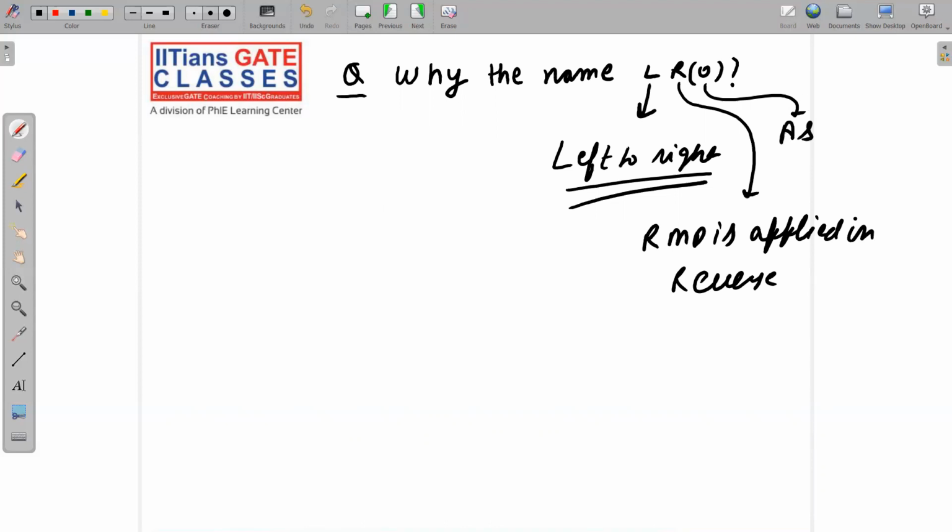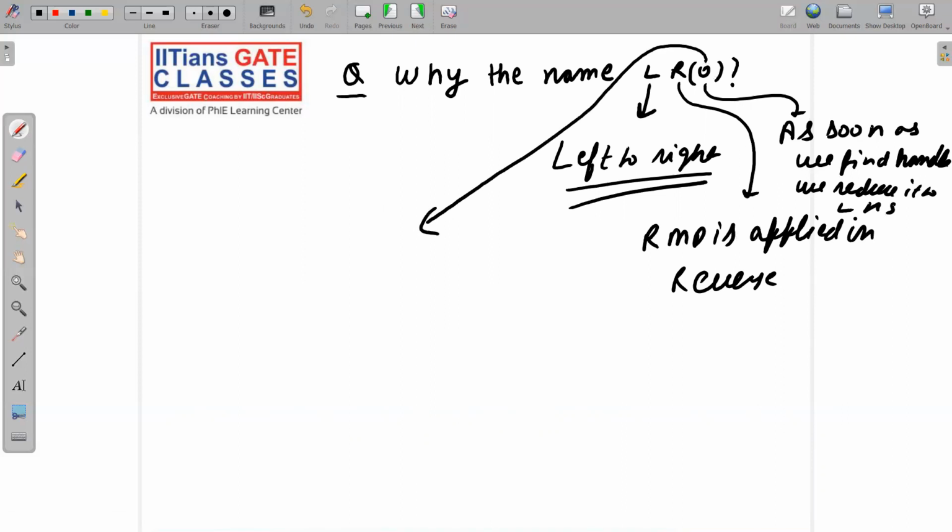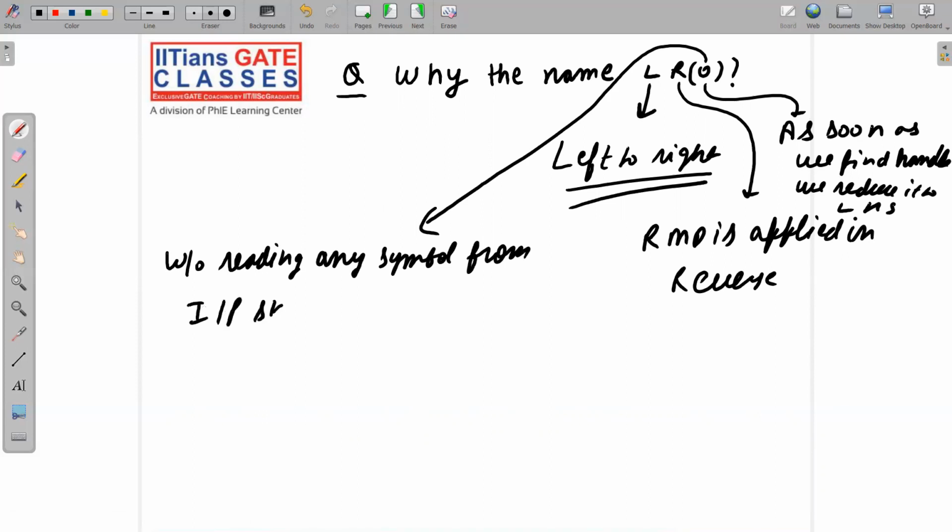So 0 means as soon as we find handle, we reduce it to LHS. That is the basic meaning. Another way of saying it can be, 0 means without reading any symbol from input string, we will reduce handle to LHS. Okay. So once handle is scanned, please try to follow it.